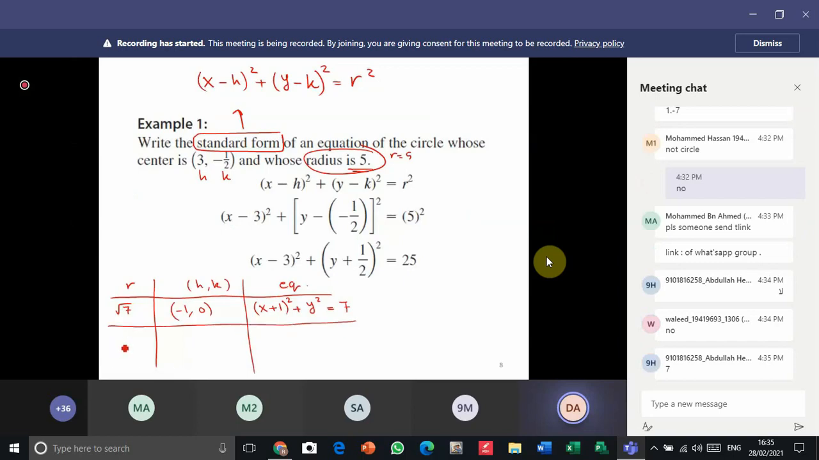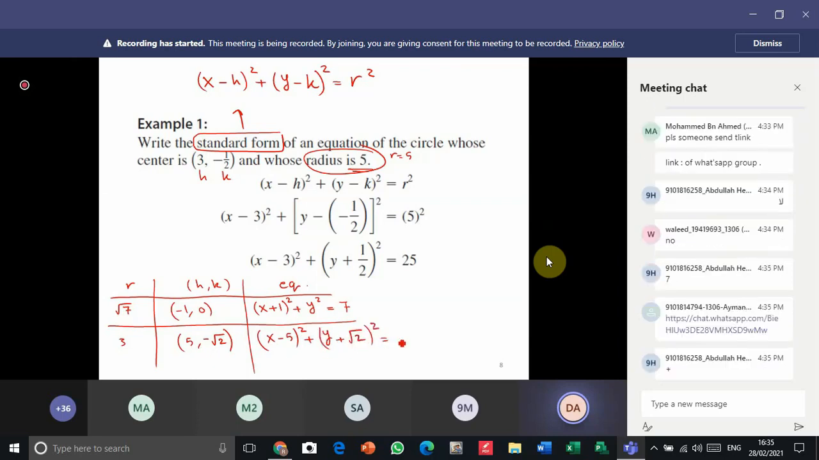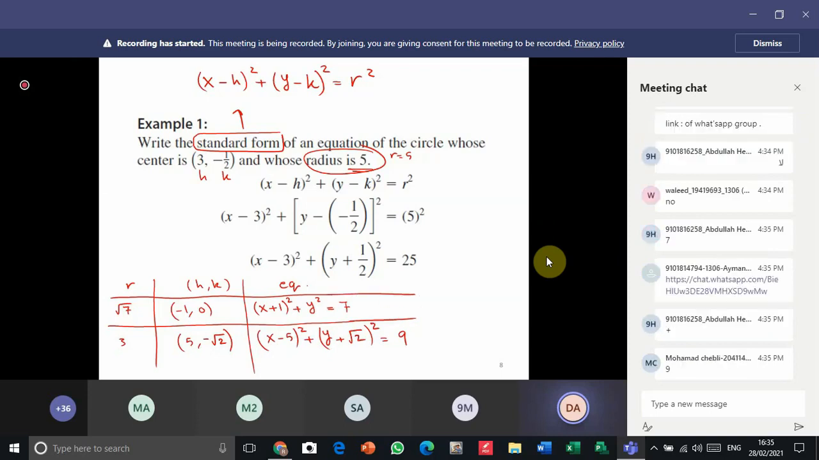If we have the radius equal, for example, 3, and the center 5 and negative radical 2, so the equation equal what? x minus 5 square plus y plus radical 2 square equal what? Equal 9. Why 9? Because 3 square equal 9. Okay? Any question?